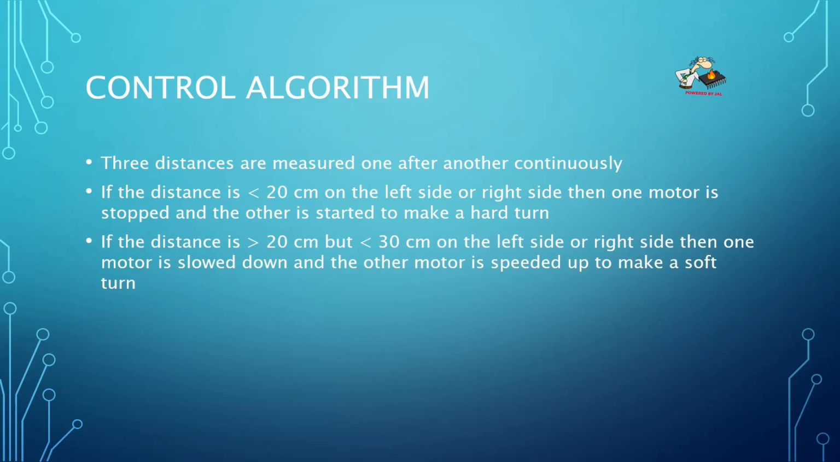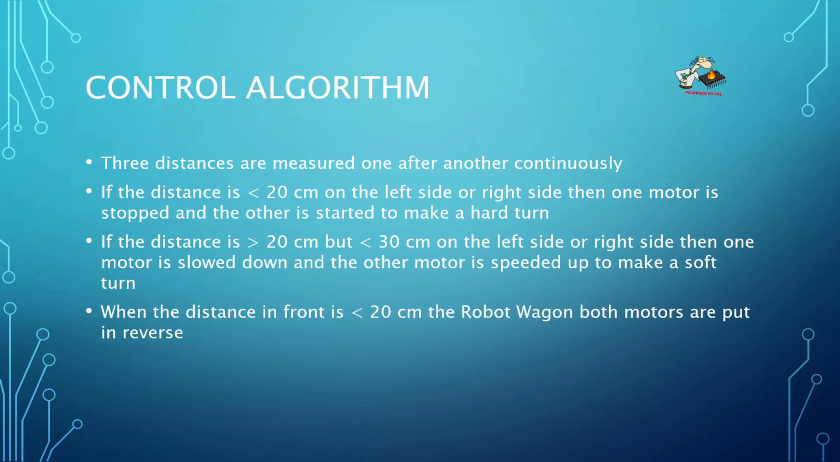If the distance is more than 20 centimeters but less than 30, then it will increase the speed of one motor and decrease the speed of the other motor. That will result in a soft turn. But if the distance is less than 20 centimeters in front of the wagon, then both motors are put in reverse. And in all other cases, both motors are put in the forward direction.